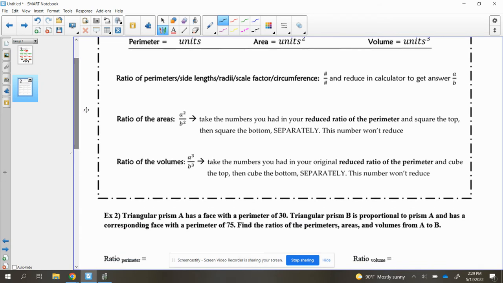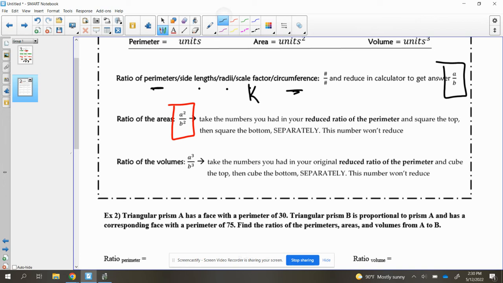Okay, anytime we are looking for the ratio of the perimeters, or sometimes they call that the ratio of the side lengths, ratio of the radii if we're talking about circles, scale factor, sometimes you'll see a scale factor called K, or ratio of the circumferences, because remember, perimeter and circumference, they're the same thing for polygons versus circles. That is going to be our A over our B. From there, the ratio of the areas, whatever A over B is, you square them each, and then that's going to be your ratio of the areas, okay?